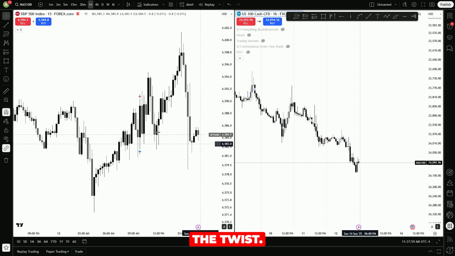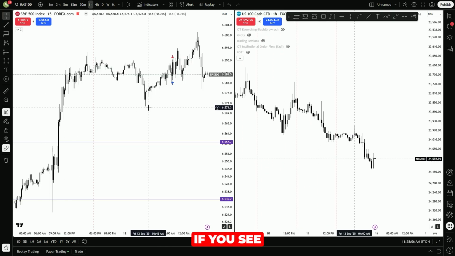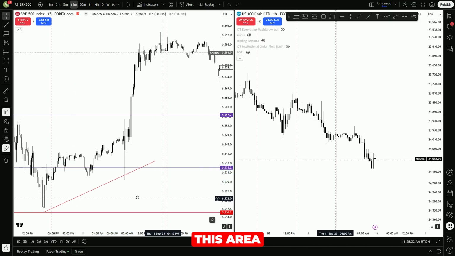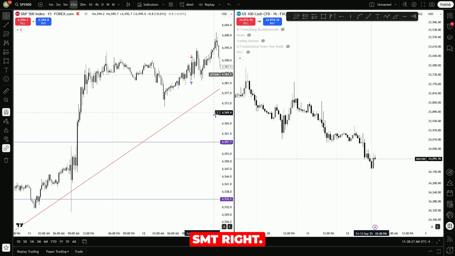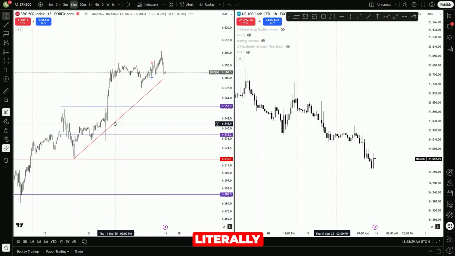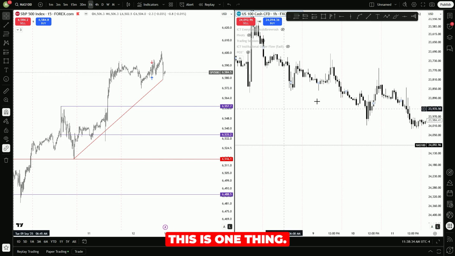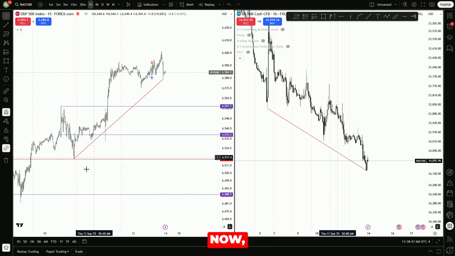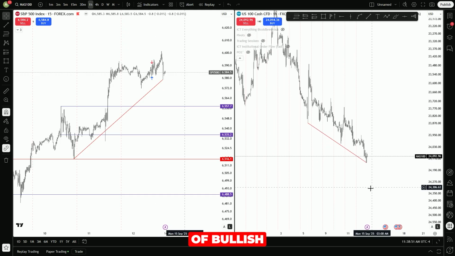Yeah, now here's the twist. This is the low, and as you guys can see now, if you see this area, and if you can target, this hole is working as an SMT right now. This hole is literally working as an SMT. This is the thing. And if I show you guys over here, see, this is the SMT, which is the bullish SMT, and we can expect some sort of bullish targets.